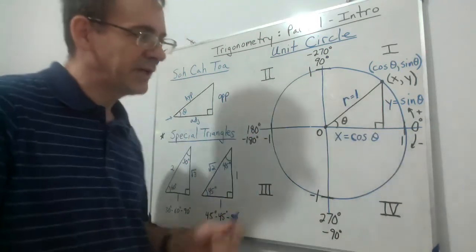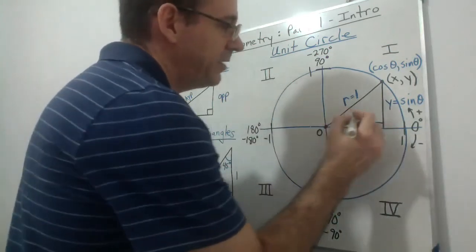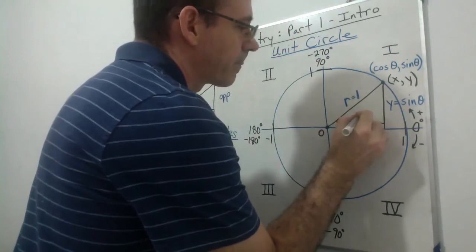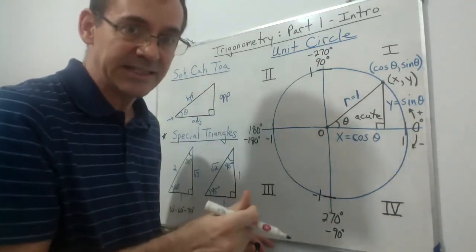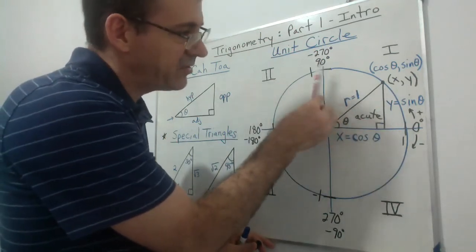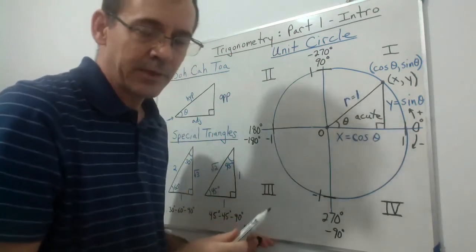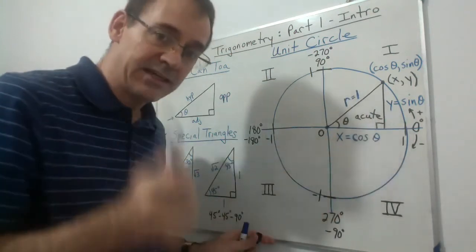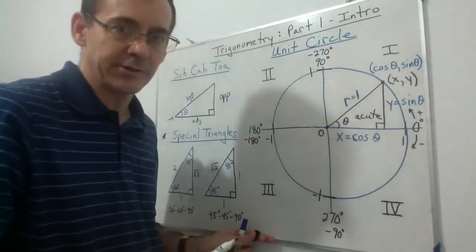Now, the first vocabulary word is the word acute. And acute, you should already know, is less than 90. So any angle rotation that is between 0 and 90 is going to be acute. So that word acute is the key word for you to know that you're in the first quadrant.